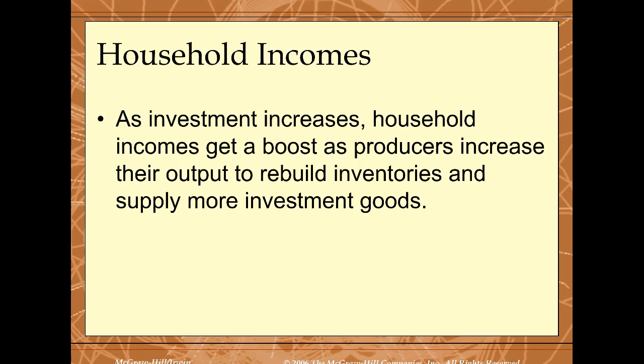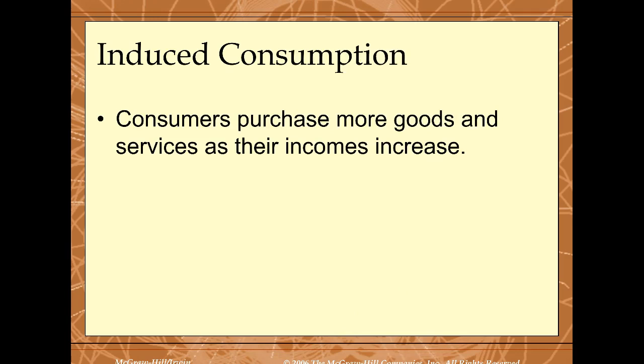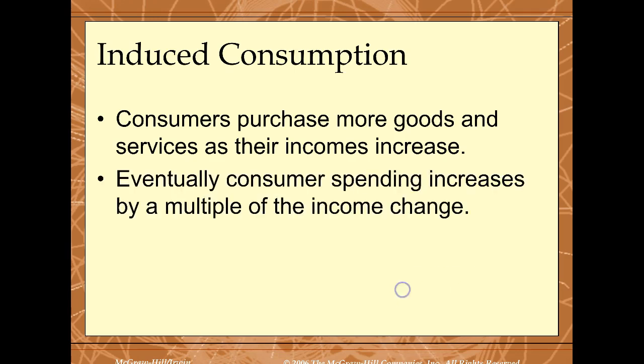So as investment increases, household incomes get a boost as producers increase their output to rebuild inventories and supply more investment goods. Now, consumers purchase more goods and services as their incomes increase. So this kind of starts a virtuous cycle. Good things cause other good things to happen. Eventually, consumer spending increases by a multiple of the income change. So the multiplier process in this case is working in the other direction.